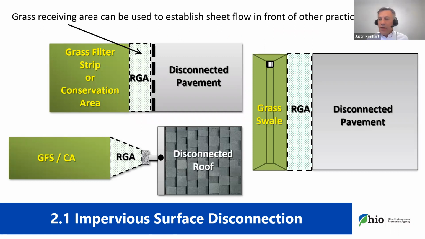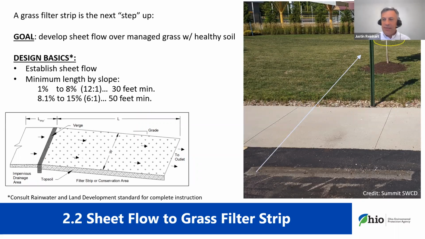Okay, disconnections are also great for establishing sheet flow to some of the other practices. We talked about some of the concepts here, trying to stack these practices: spreading water out through a receiving grass area, then putting it into a filter strip or a grass swale, like I showed in that simplistic example earlier. The next step up looks very similar, but we call it sheet flow to a grass filter strip. Same premise, same concepts: disconnection to an area of managed grass, but in this case a much more substantial area, with healthy soil and a much larger area.